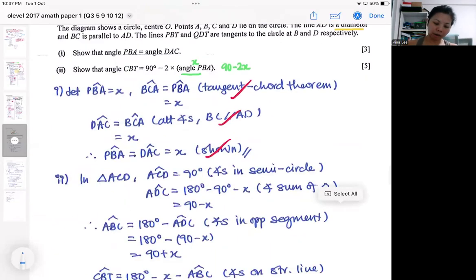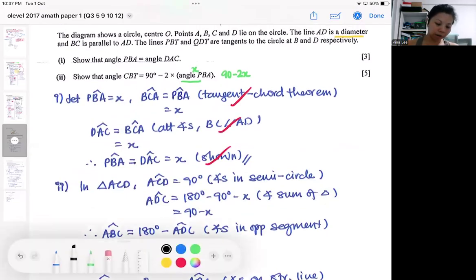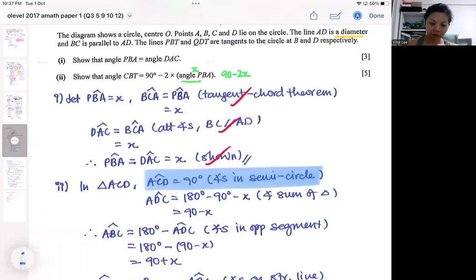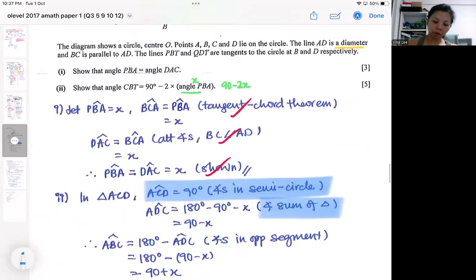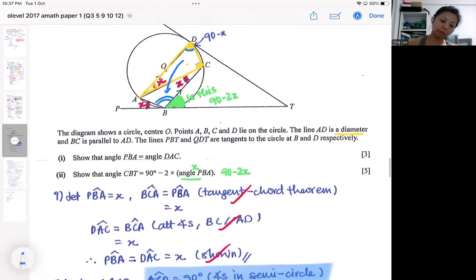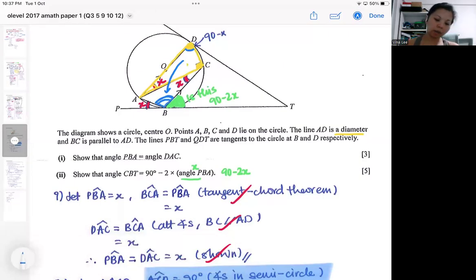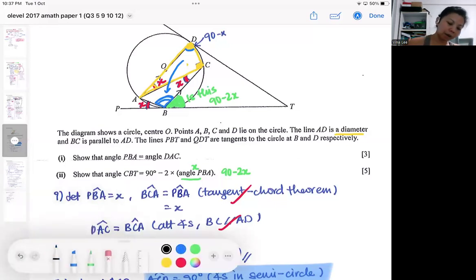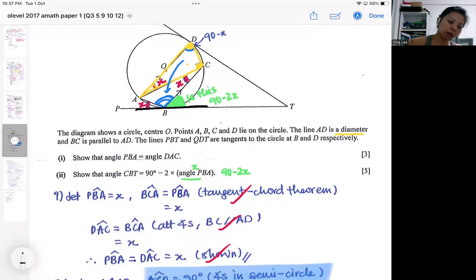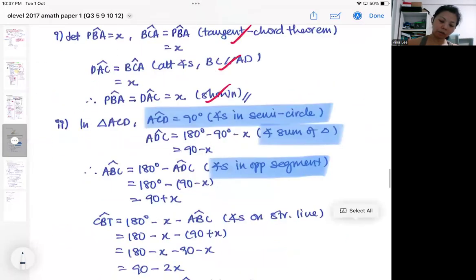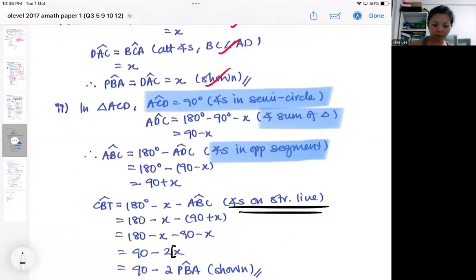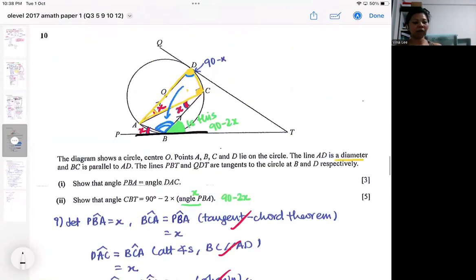If you look at what I did, I mentioned the angle in a semicircle, and the angle sum of triangle. Because of this, it leads me to the angle in the opposite segment, so that is the cyclic quadrilateral. So I managed to find this angle through the cyclic quadrilateral. And then I can apply angle on a straight line to find the green angle. It's very simple. After that, it's just angle on a straight line. You will get exactly 90 minus x, and just change the x to PBA. So it's one of the questions that flow quite nicely.